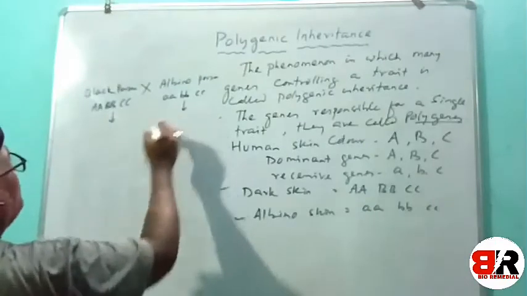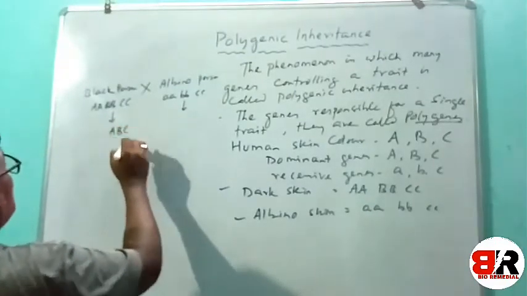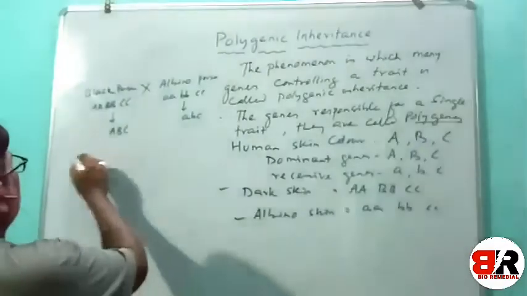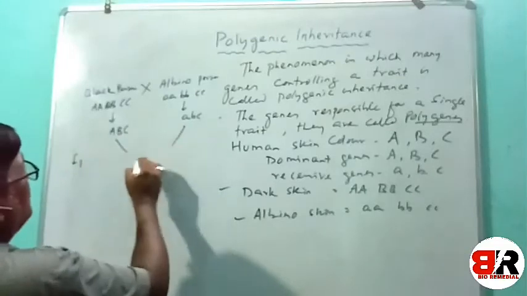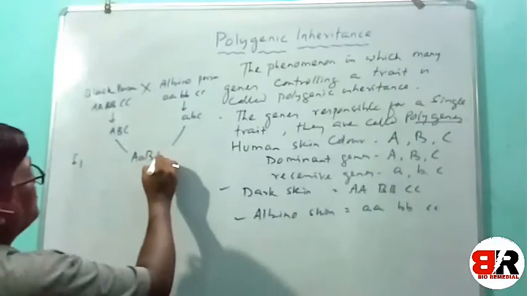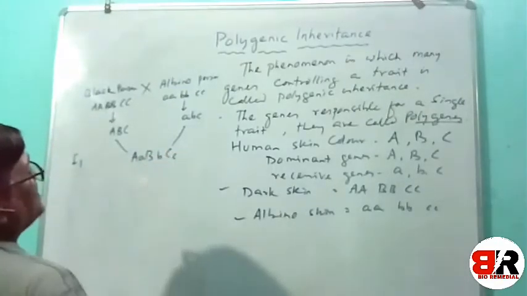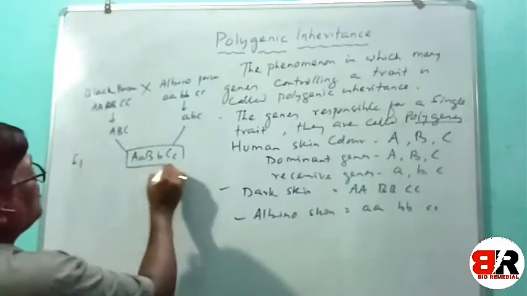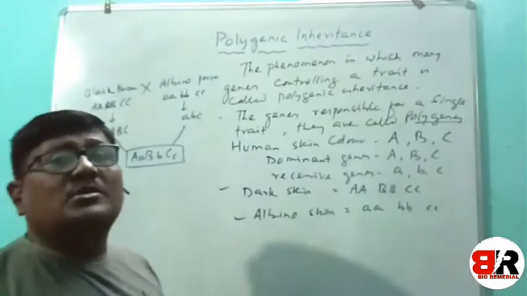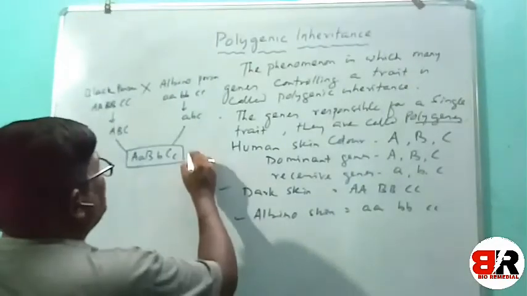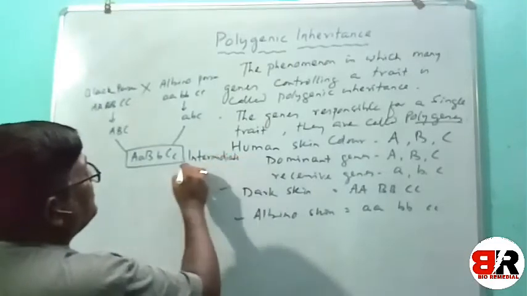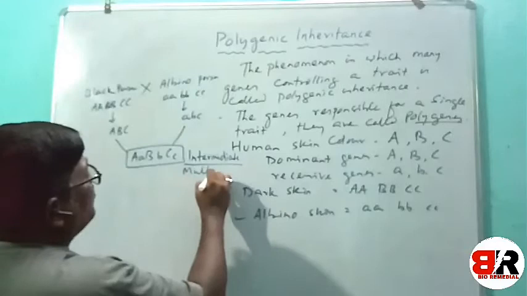We know the gametes are always haploid, so the gametes will be capital ABC and small abc. When these gametes are crossed in the F1 generation, the combination will be capital A small a, capital B small b, and capital C small c. So this will be the genotype of the F1 generation. All the individuals of this generation will have intermediate skin, or we can say they are mulatto.